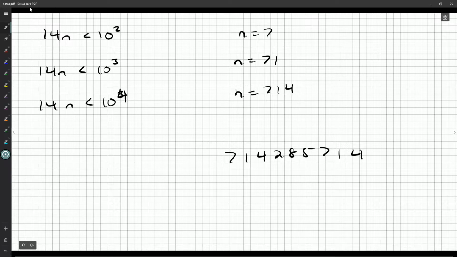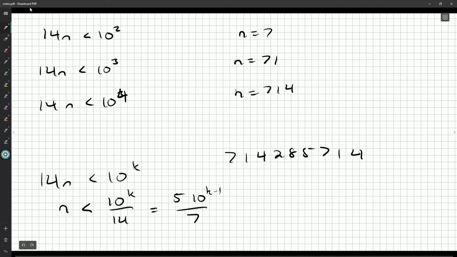Okay? And this makes sense. If we're looking for 14n to be less than, say, 10 to the k, divide both sides, and you'll get n must be less than 10 to the k over 14, which is really 5 times 10 to the k minus 1, over 7. So it's 5/7, and you just move the decimal place over a certain number. So what does 5/7 look like? Well, 5/7 looks like 0.7141. And so for 10 to the 2, we move the decimal place over 2 minus 1 places, and that gives us the 7.1. And then with 3, we move it over.